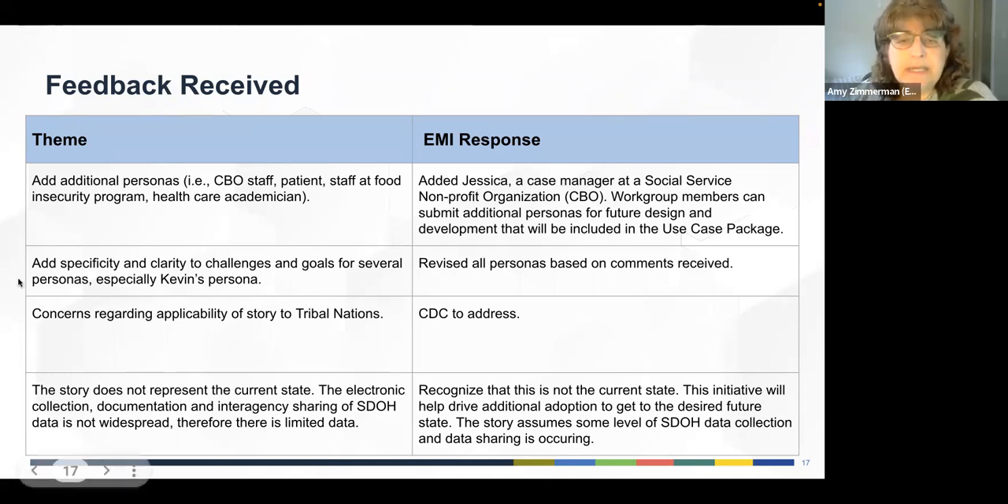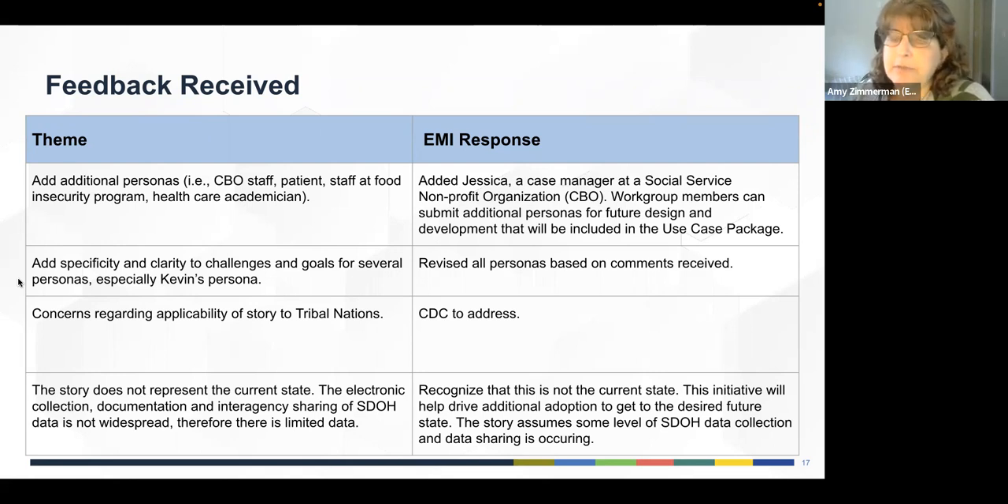Specifically, there were a lot of comments on Kevin's persona. So I just want to call that out and say we revised the personas based on the comments we got, but specifically related to Kevin since he got the most. And they were specifically related to his challenges and goals. There was an increased need for current resource lists, that his resource list was outdated. And that was a challenge.